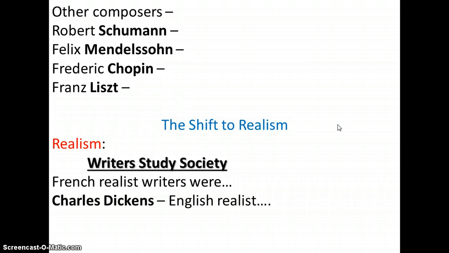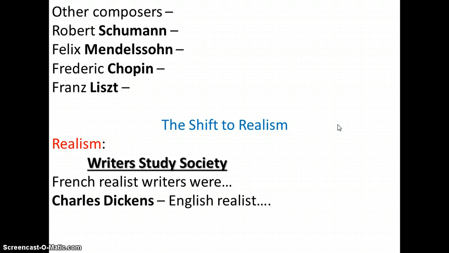24.4b. We've been discussing revolution in the arts. We saw last time Romanticism. Now we're going to see a shift to realism. What is realism? Well, it tried to show life as it was, not as it should be.